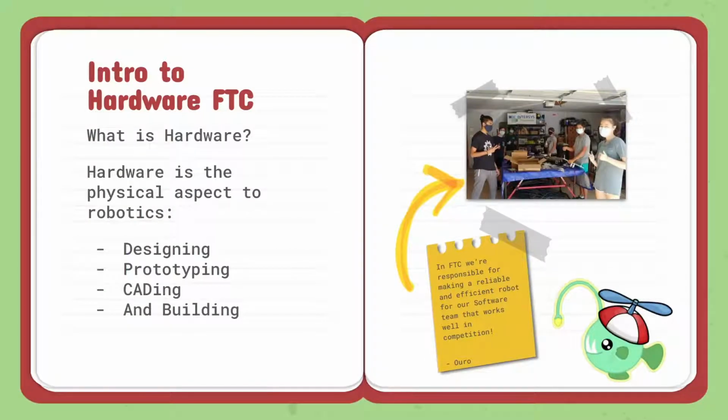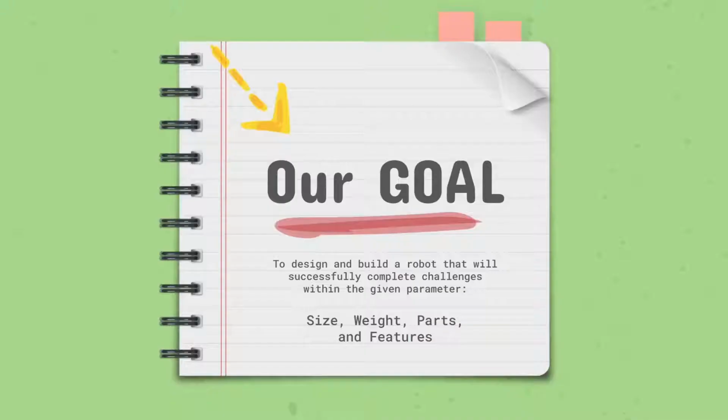So, what is hardware? Hardware is the aspect where you essentially design and build the robot. And there are four aspects to it. There's obviously designing, prototyping, CADing, and then finally building. And our goal is to help you design and build a robot that can complete the challenges given to you by FTC.